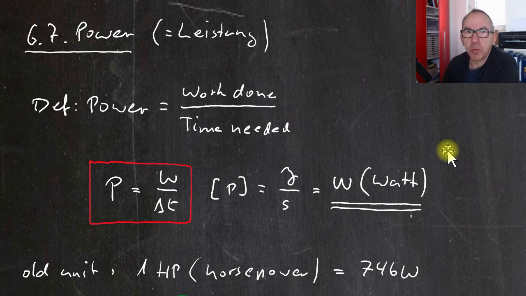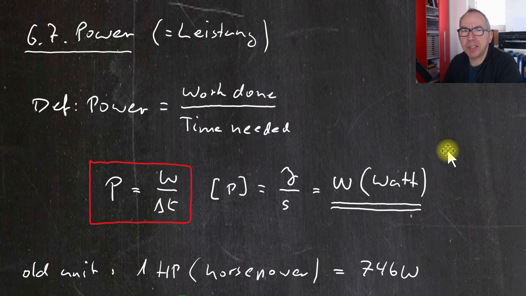And this watt was chosen due to Mr. James Watt. He was the constructor of the first real working steam engine, and these steam engines replaced horses. And of course, they wanted to give these machines a number for how many horses you can replace, and therefore this number is rather low.